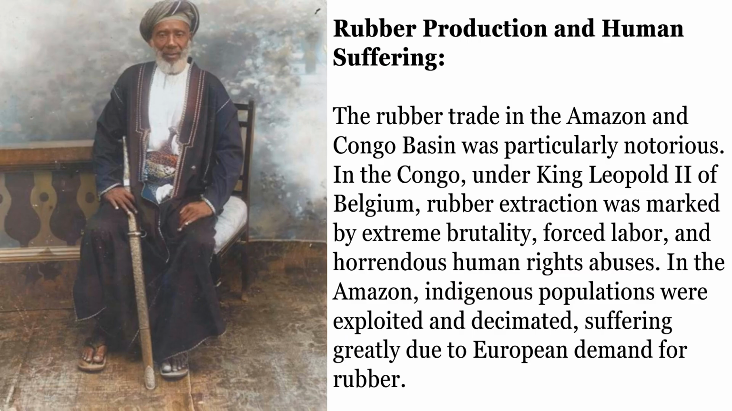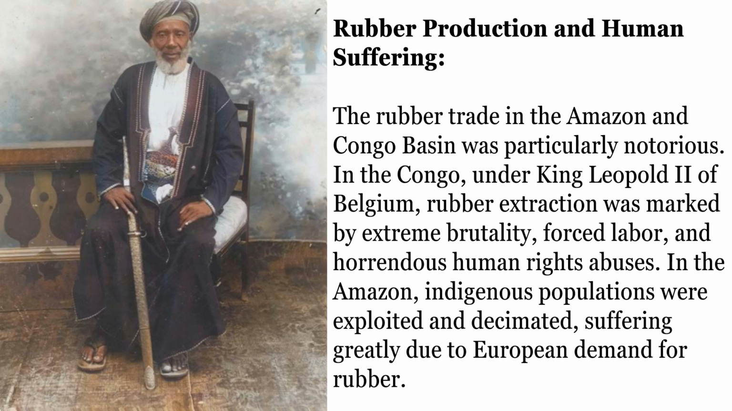Rubber production and human suffering. The rubber trade in the Amazon and Congo basin was particularly notorious. In the Congo, under King Leopold II of Belgium, rubber extraction was marked by extreme brutality, forced labor, and horrendous human rights abuses. In the Amazon, indigenous populations were exploited and decimated, suffering greatly due to European demand for rubber.